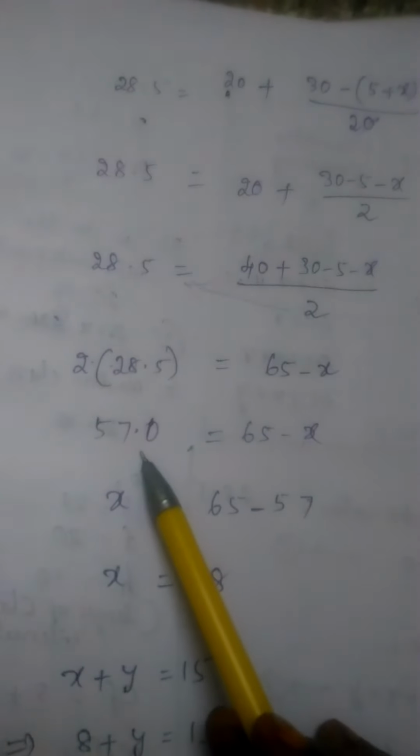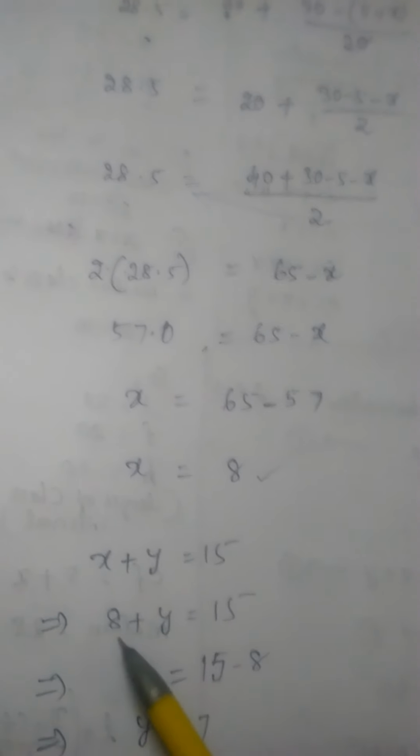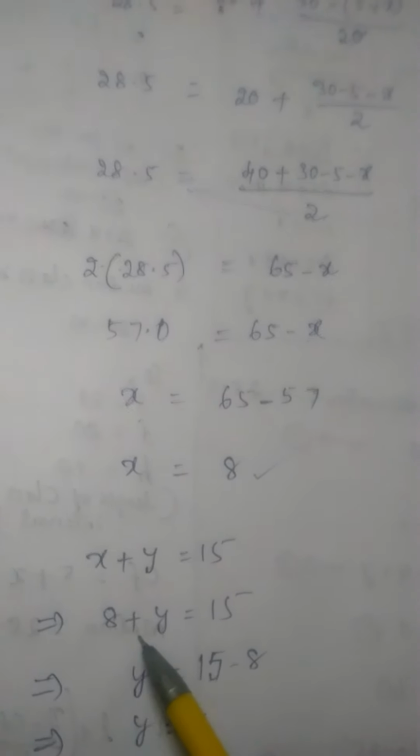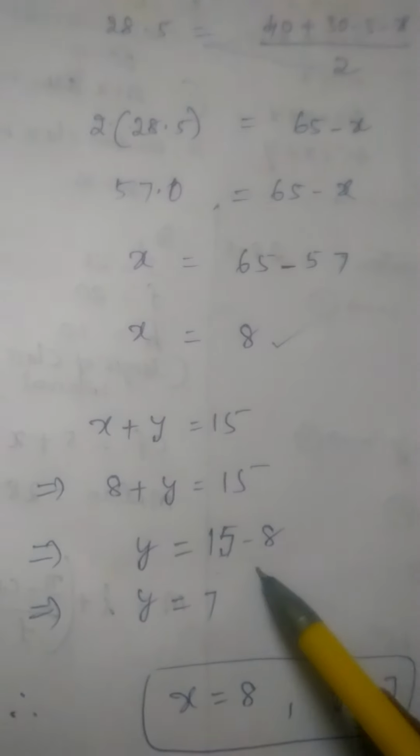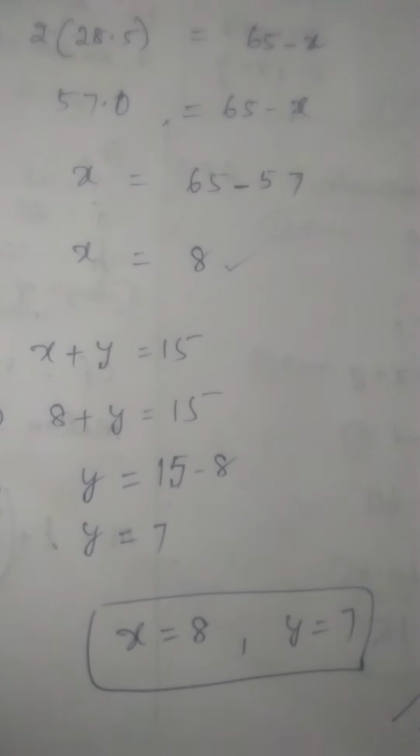Cross multiply: we get 57 equal to 65 minus x. Transposing, x equal to 65 minus 57, so x is equal to 8. Now we have x plus y equal to 15. Substitute the x value: 8 plus y equal to 15. Y equal to 15 minus 8. Y equal to 7. Now the values of x and y are 8 and 7. That's all.